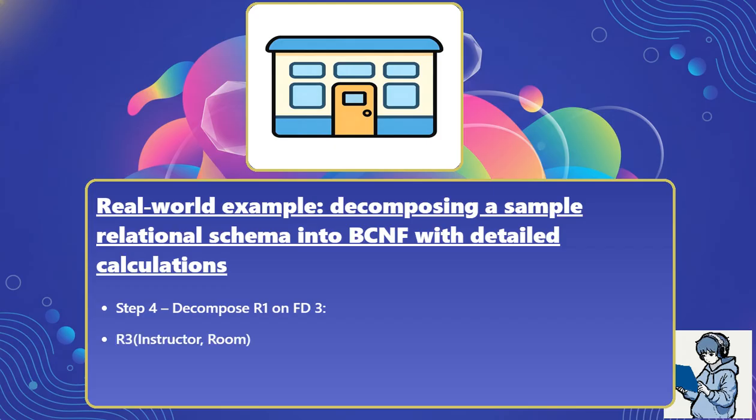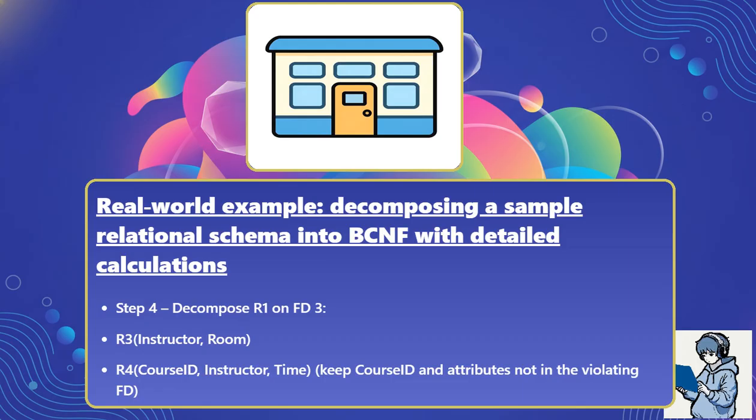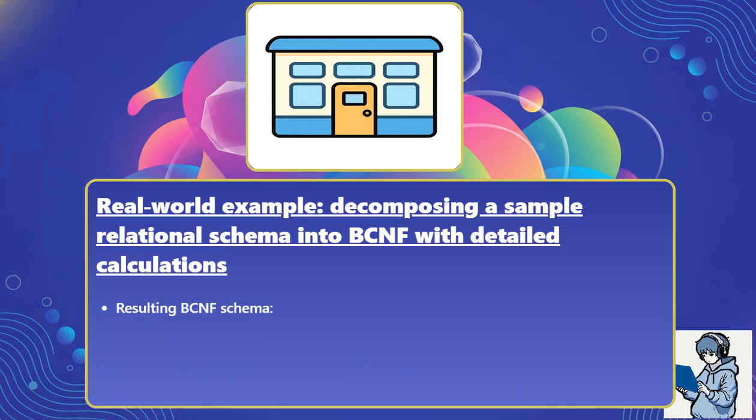Create relation R3 with attributes instructor and room. Create relation R4 with attributes course ID, instructor, and time. Keep course ID and the attributes not in the violating functional dependency. Resulting Boyce-Codd Normal Form schema.